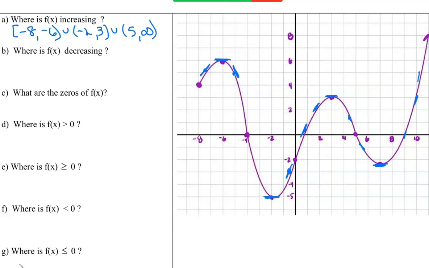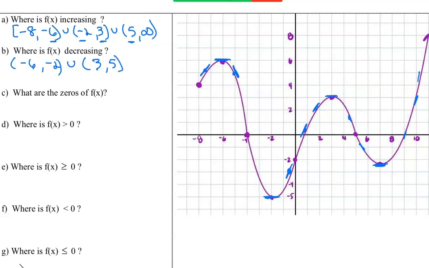So where is it going to be decreasing? It's going to decrease from -6 to -2, and then where else? It looks like 3 to 5. So I can use my other answer to get my answers, or I can go back to the graph. Either way is fine.